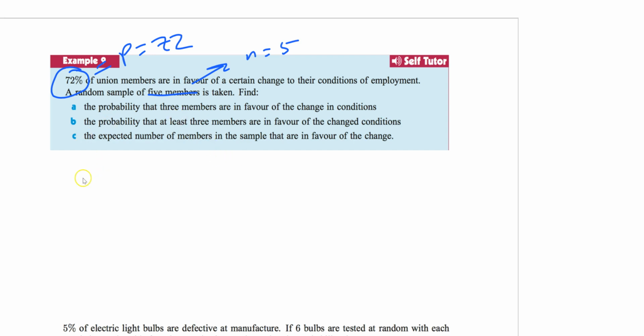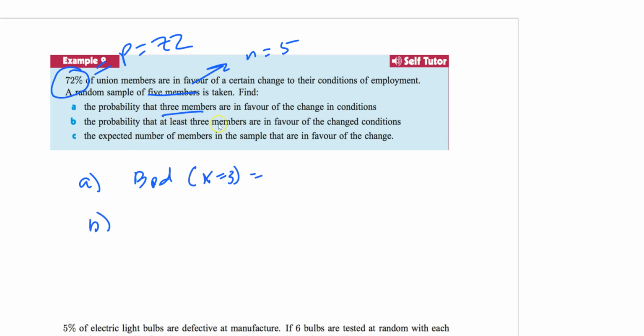Look at the first question. A, probability that 3 members are in favor of change. So notice that's only 3 members, not at least 3 or at most 3. That's binomial PDF. Binomial PDF, plug in x equals 3, and you get your answer. I'm not going to bore you by actually plugging it in.